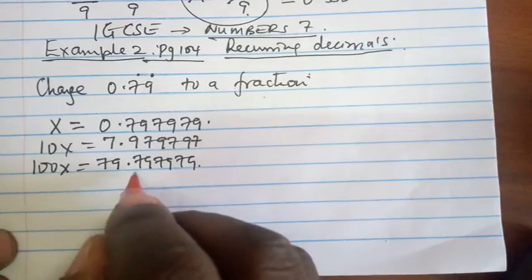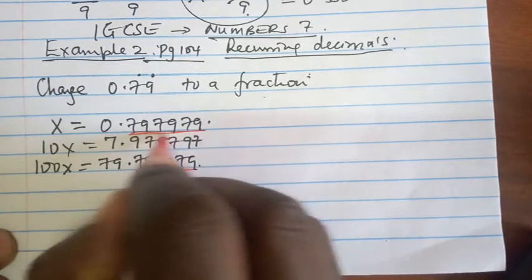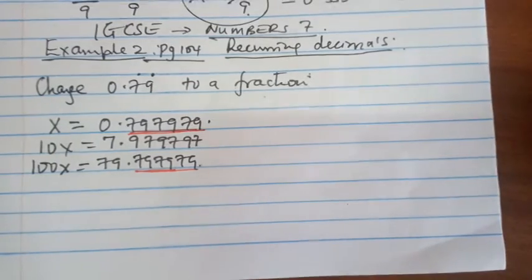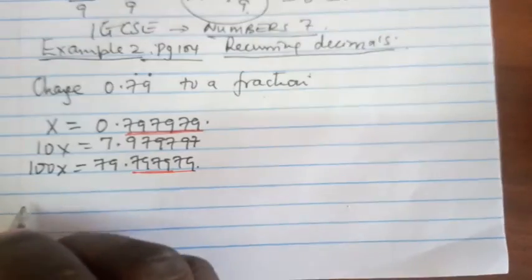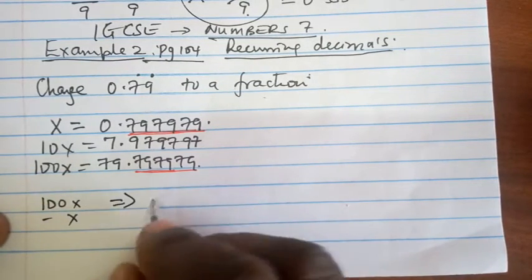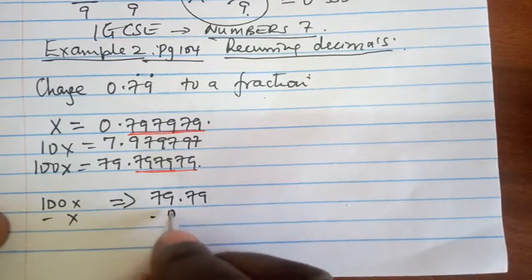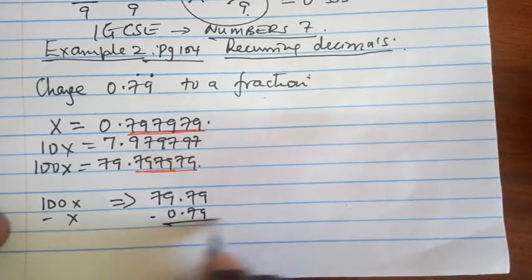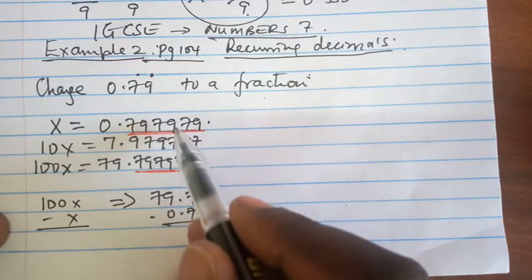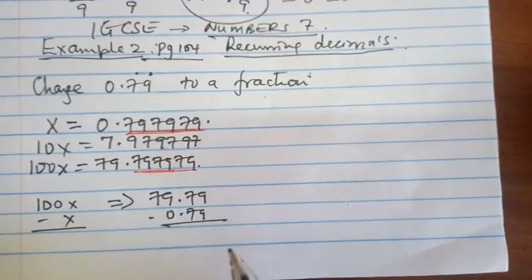If you critically scrutinize that part, it is very identical with that part. We now have two numbers which are identical after the decimal point. So we take 100x minus x, which is the same as saying 79.79 minus 0.79. The reason we need two numbers identical after the decimal point is so that we can secure a whole number after subtraction.